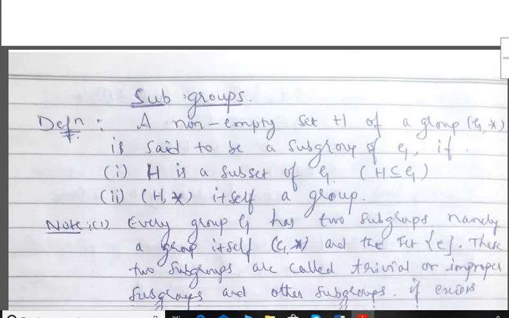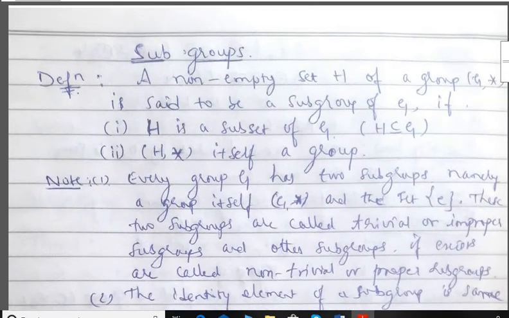In this class, we're going to learn what a subgroup is, with certain examples, and the necessary and sufficient condition for a subgroup. Definition of a subgroup: a non-empty set H of a group G, star, is said to be a subgroup of G when H is a subset of G and H itself is a group.